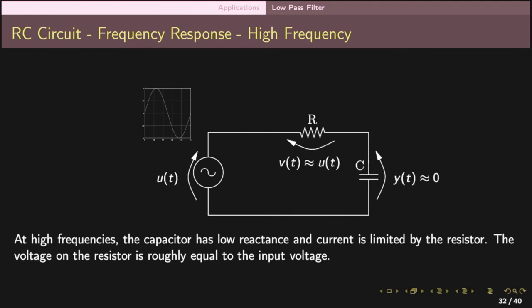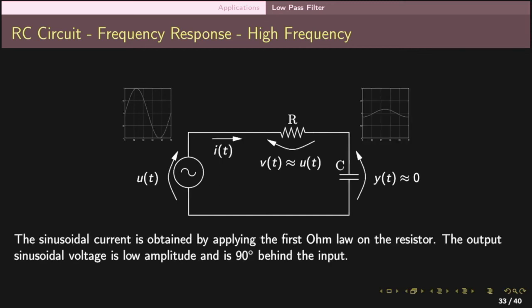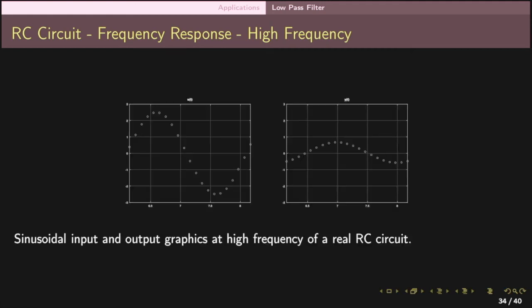At high frequencies, the capacitor has low reactance and current is limited by the resistor. The voltage on the resistor is roughly equal to the input voltage. The sinusoidal current is obtained by applying the first Ohm law on the resistor. The output sinusoidal voltage is low amplitude and is 90 degrees behind the input. Sinusoidal input and output graphics at high frequency of a real RC circuit.